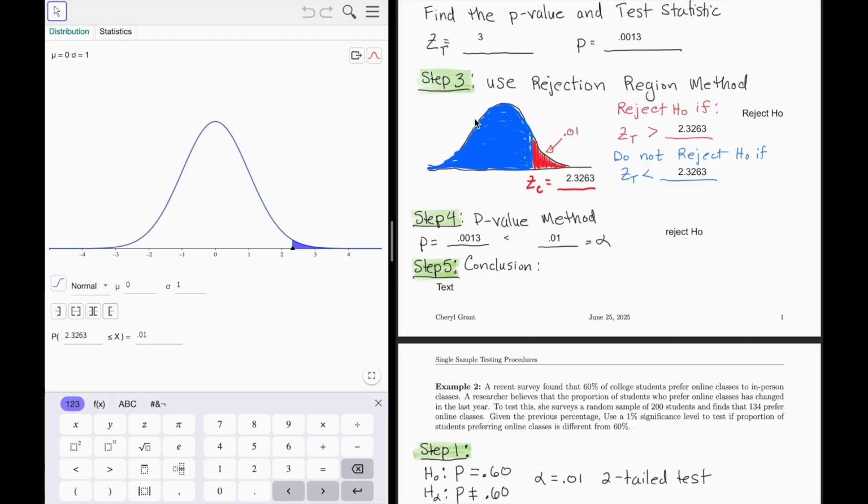We want to check to make sure we get the same answer for 3 and 4 because we're testing the same thing, we're just using different methods. So in both step 3 and 4, we got reject the null hypothesis. So now we have to just write our conclusion.